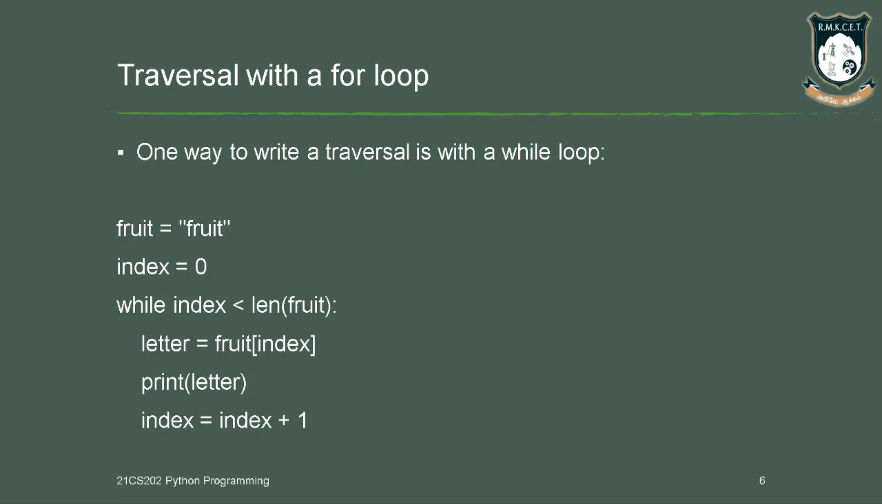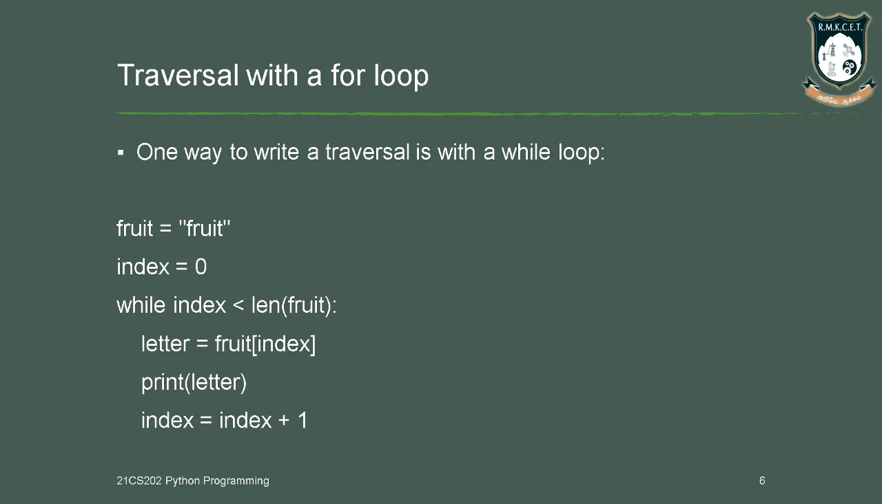In our case the length of the string is 5. Totally we have 5 characters in the string fruit. So here we are checking whether the index is less than 5. Currently the index value is 0, so is 0 less than 5? Here the condition is true, the index 0 is less than 5.